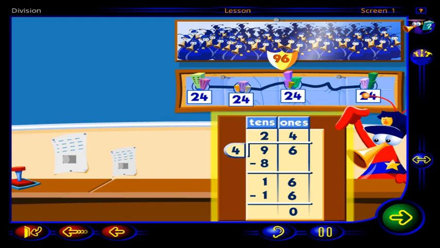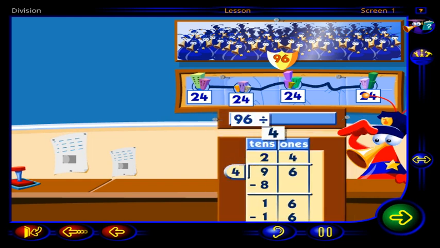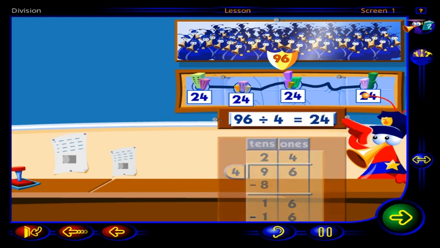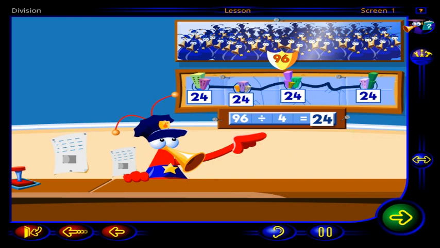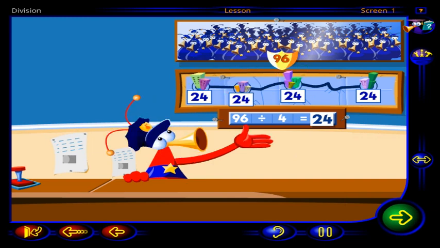Click on the division. 96 divided by 4 equals 24. Well, Captain, time to send 24 officers to each of the 4 towns.